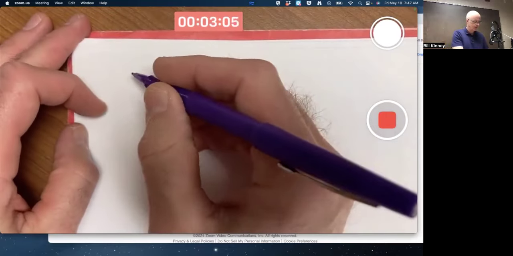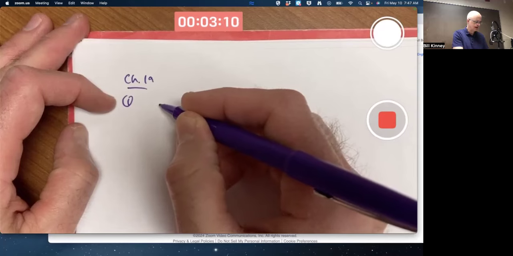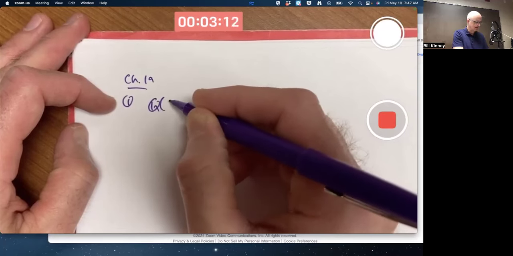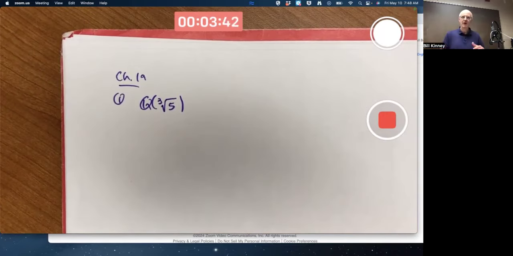In chapter 19, problem 1 says to describe the elements of Q adjoin the cube root of 5. So you'd want to think of Q, the rationals, as being a subfield of either the reals or the complex numbers. It really doesn't matter, in this case at least. And pretend you know what the cube root of 5 is. There's no issues with real analysis, like trying to guarantee the cube root of 5 exists. You know it exists. You're going to assume it exists.